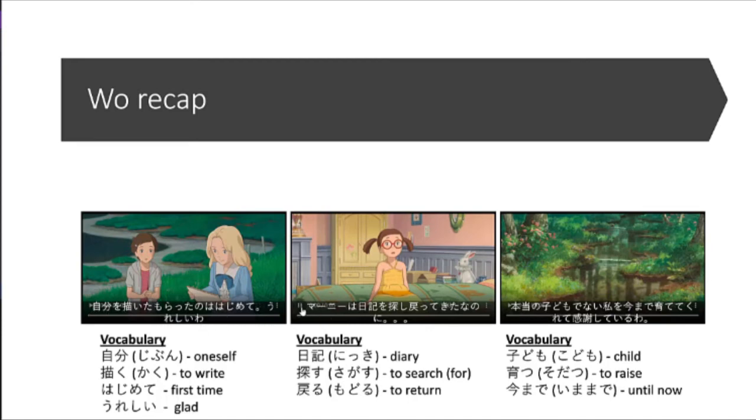Again here, マーニーが日記を探しに戻ってきたと思ってたのに。 Again, the 探し戻ってきた: we've got 探す and 戻る. 探す means to search for, 戻る means to return. So the 探し戻ってきた is being done to the thing before the お, which is the diary. So we thought Marnie wa, Marnie is this person. I thought Marnie 日記を探し戻ってきた. So, Marnie searching for the diary.